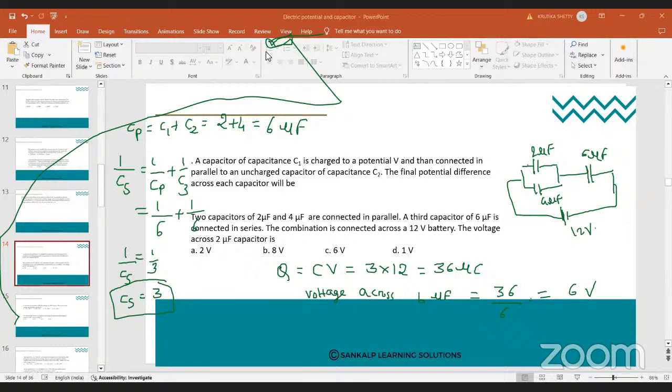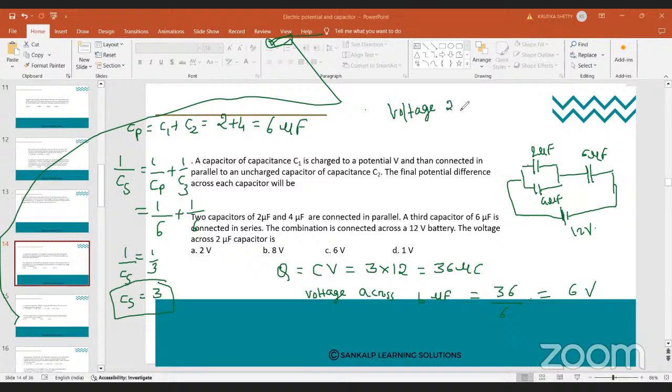Ma'am, they have asked the voltage across 2 microfarad. Yes, yes. They have asked across the 2 microfarad. Yes, for the next one, one more step is there. I did not forget. Okay, so next step. Here I'll write. So the voltage across each of the 2 microfarad and 4 microfarad, we can do it as the total potential is how much?